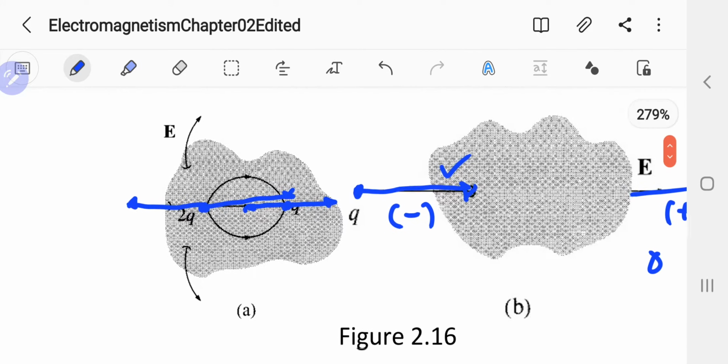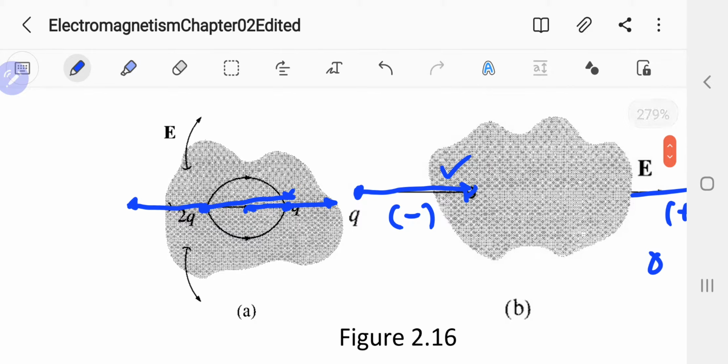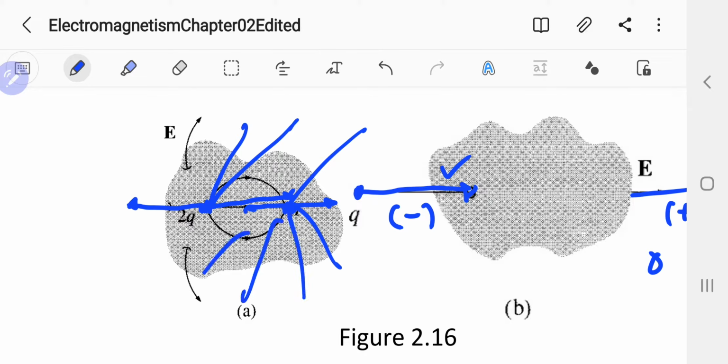But here you have a charge that's inside the surface, so the electric field of the 2Q will come out, and of course the Q will also come out, so everything will come out. No electric field is coming in. So in this case it comes out, and the flux is positive.